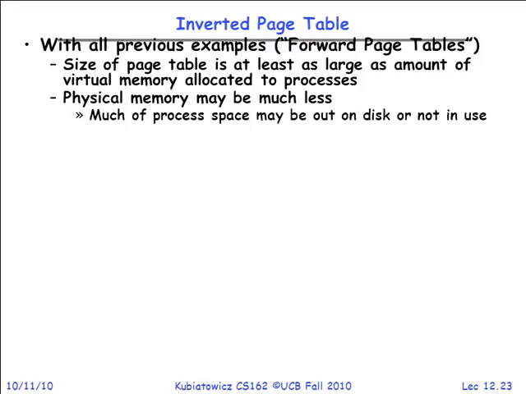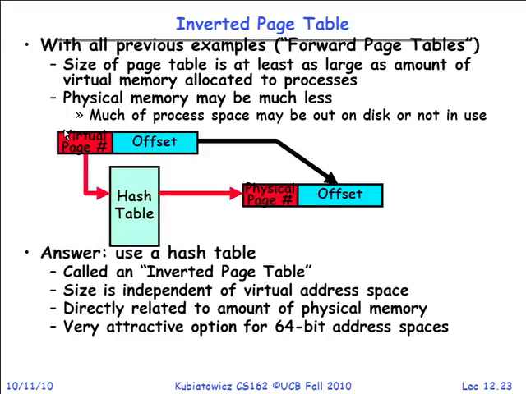And so wouldn't it be nice if we had a page table scheme that grew with the amount of physical DRAM rather than the amount of virtual address space? And the answer is yes, you can build what's called an inverted page table. And you'll get to actually build one of these in Project 3. But the idea here is we're translating from a virtual page number to a physical one just as before. But now, rather than going through that complicated table, what we're doing is going through a hash table.